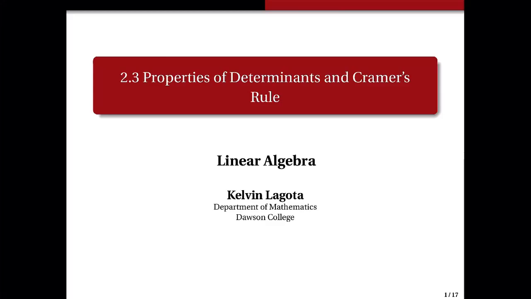So for this session, we'll be doing section 2.3, properties of determinants and Cramer's rule. Okay, so last time we talked about determinants. Particularly, we discussed several ways of getting determinants of n by n matrices.